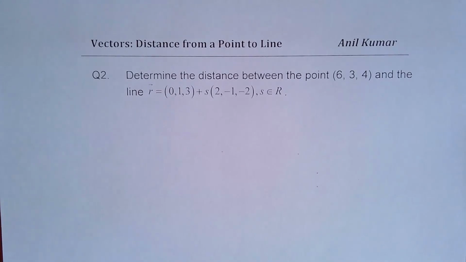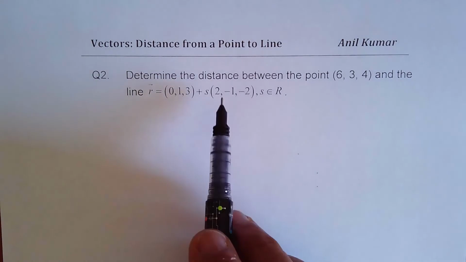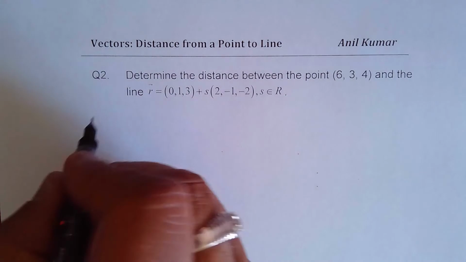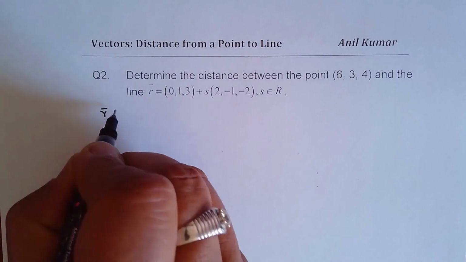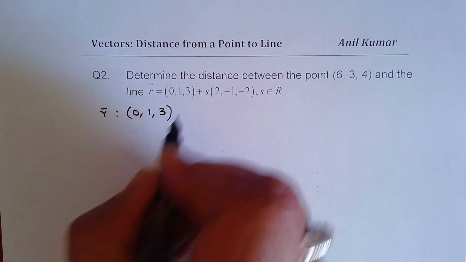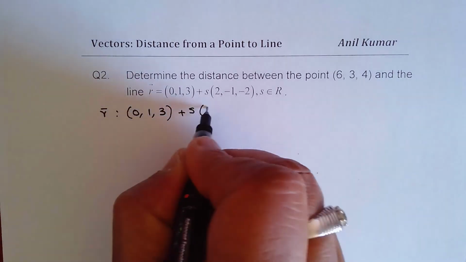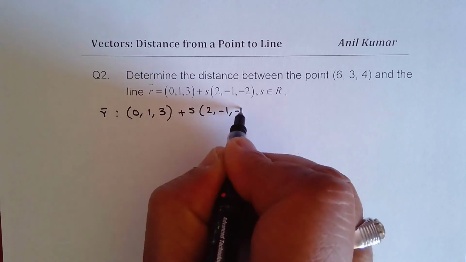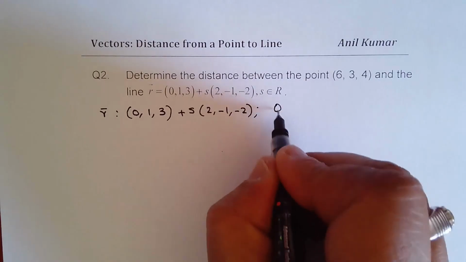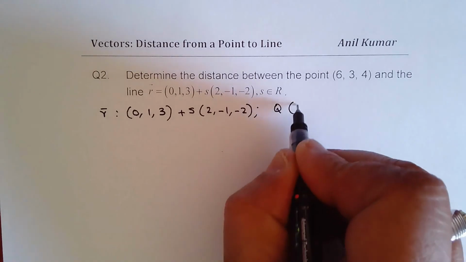Question number 2. Determine the distance between the point (6, 3, 4) and the line r. Let me write down the equation of the line r as (0, 1, 3) plus s times (2, -1, -2). We are given the point, let me call this point Q, as (6, 3, 4).